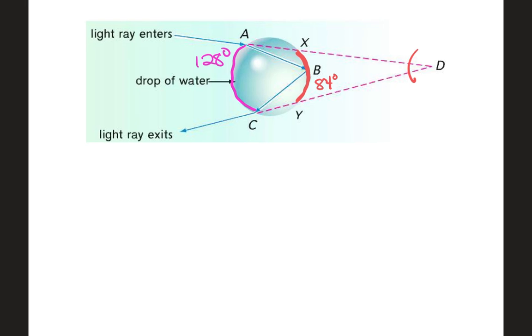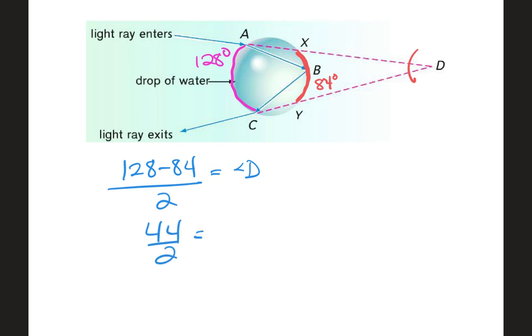Anybody want to share what they're doing? Good. And then divide it by 2. Good. That's going to give us angle D. Good. Thank you for sharing. All right. What's 128 take away 84? 44. 44 divided by 2 gives us the measurement of D is 22. All right, you got D.